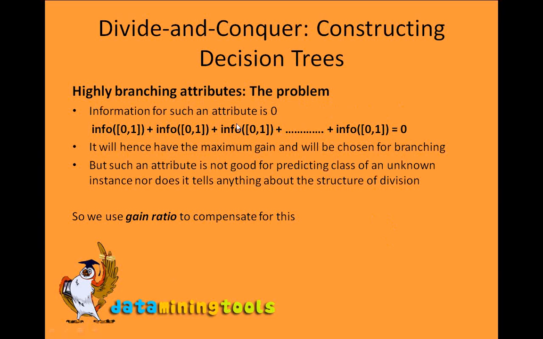Again, in the calculation of information for the previous case, it's equal, hence it will have the maximum gain and will be chosen for branching. But such an attribute is not good for predicting classes of an unknown instance, nor does it tell anything about the structure of division. I mean, it is the case where we have high overfitting. So to counter this, we use gain ratio.